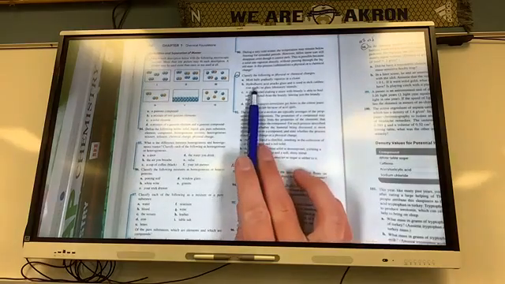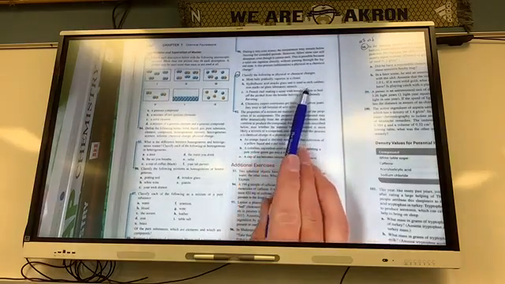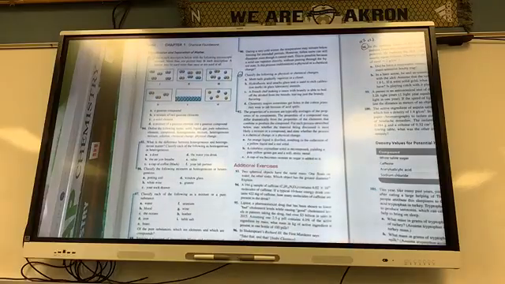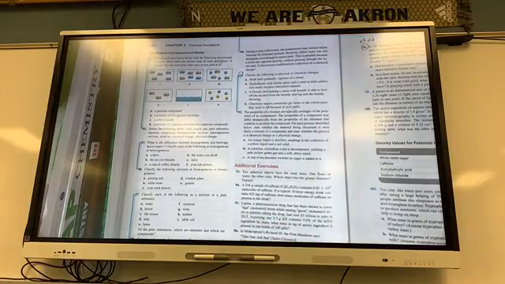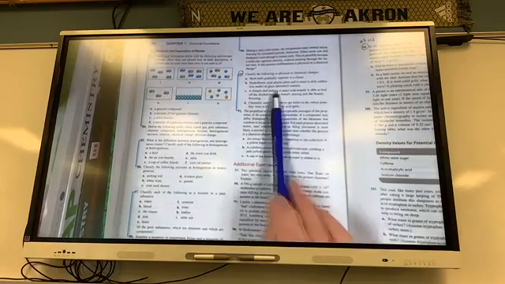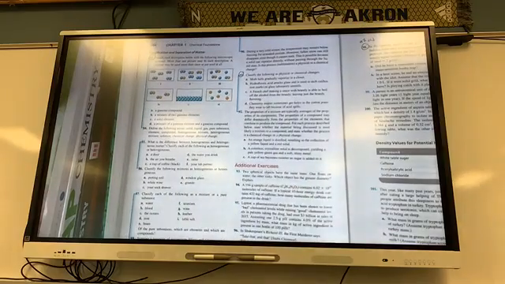B, hydrofluoric acid attacks glass and is used to etch calibration marks on glass laboratory utensils. What'd you guys say here? Physical or chemical? Chemical, right? In order to etch it, you're changing the composition of the glass to have that etch. So that's chemical.